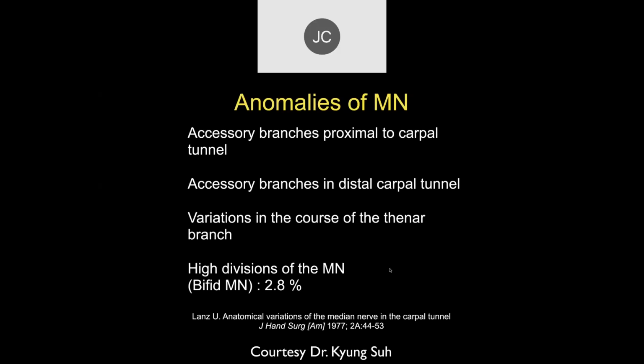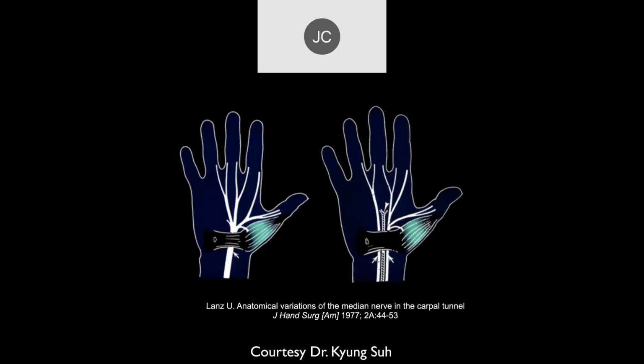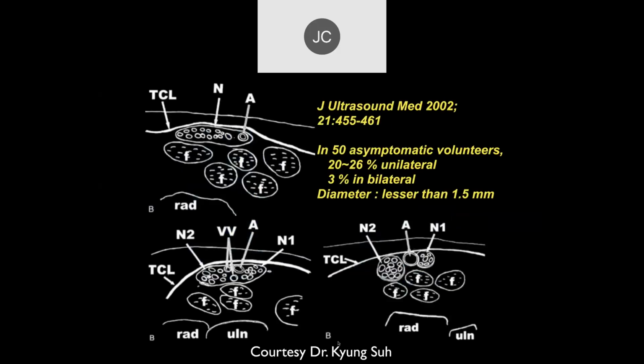So there's a lot of variations here, but don't be too surprised if in looking here you can actually see vessels going along the median nerve. Sometimes it's bifid with vessels in between the two. So there's a lot of variations in the anatomy of the median nerve through the carpal tunnel. This just shows multiple variations of nerve, arteries, and veins that can occur as normal anatomy of the median nerve.